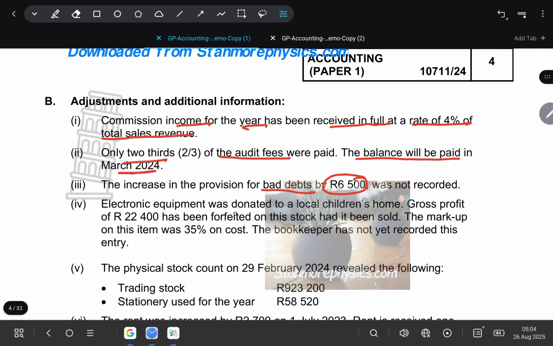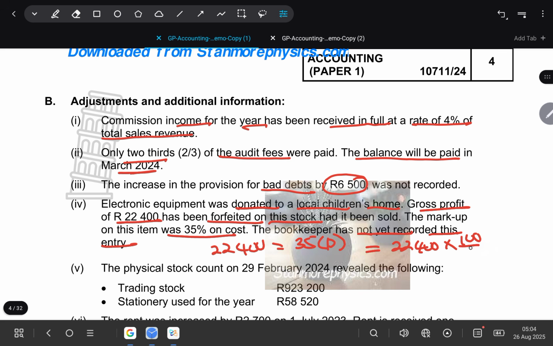Now, next, they are saying that electronic equipment was donated to a local children's home. Gross profit of 22,400 has been forfeited on this stock had it been sold. The markup on this item was 35%. The bookkeeper has not yet recorded this entry. Now, here what you need to do, you need to remember that this 22,400 represents 35%, right, which is the profit. Now you want the cost price, so you're going to say 22,400 multiplied by 100 over 35. It will give you the cost price.